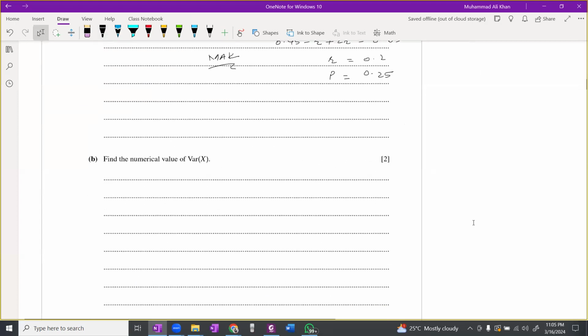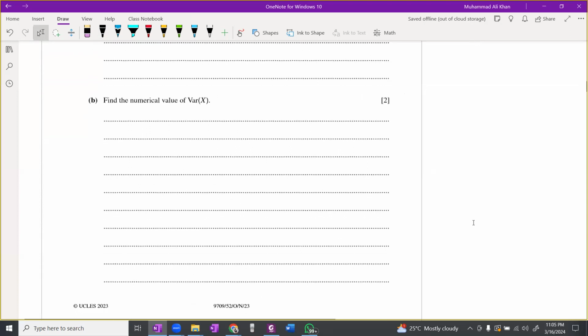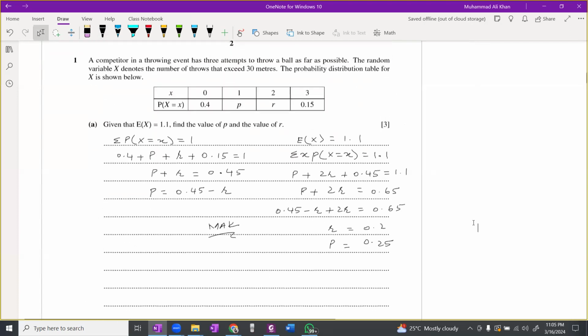Now part B. Find the numerical value of variance. Now we have to calculate the variance, children. What is the formula of variance? The formula of variance is E(X squared) minus (E(X)) whole squared. For this we have to make some columns. X is given, which is 0, 1, 2, 3. Make a column of X squared, which is 0, 1, 4, 9.